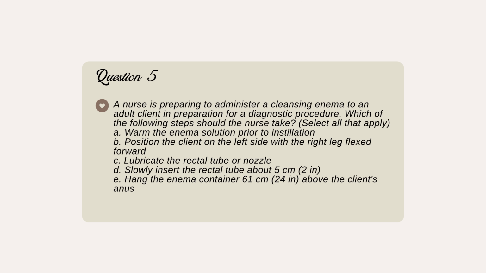Question number 5. A nurse is preparing to administer a cleansing enema to an adult client in preparation for a diagnostic procedure. Which of the following steps should the nurse take? Select all that apply. A. Warm the enema solution prior to installation. B. Position the client on the left side with the right leg flexed forward. C. Lubricate the rectal tube or nozzle. D. Slowly insert the rectal tube about 5 centimeters, 2 in. E. Hang the enema container 61 centimeters, 24 in, above the client's anus.